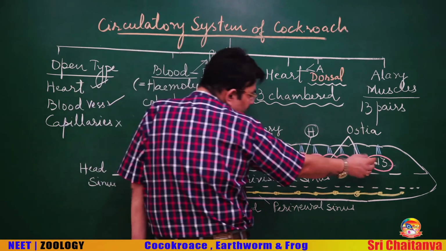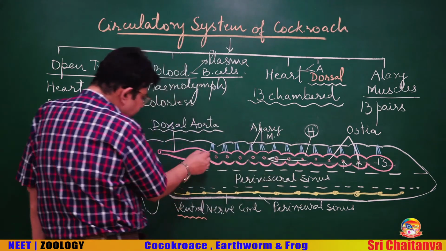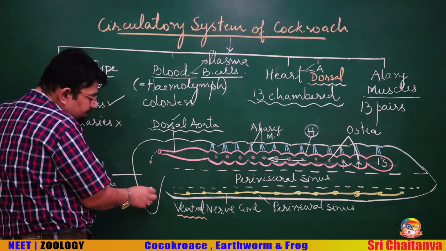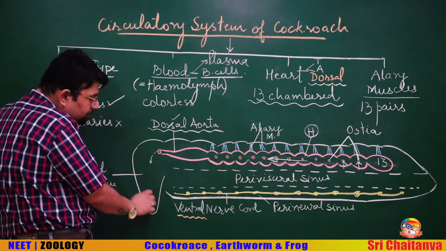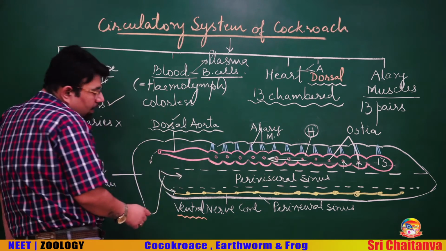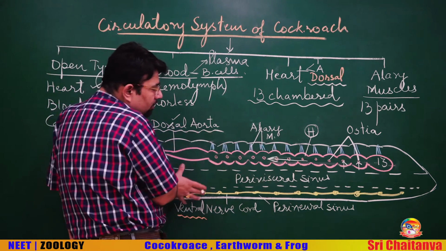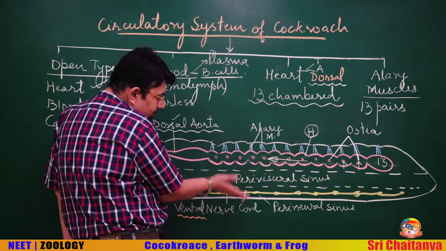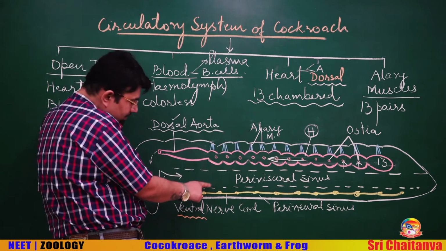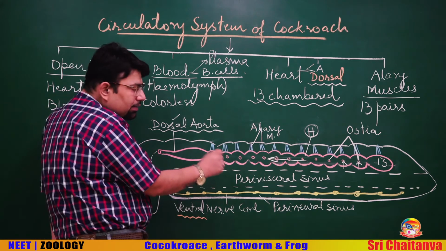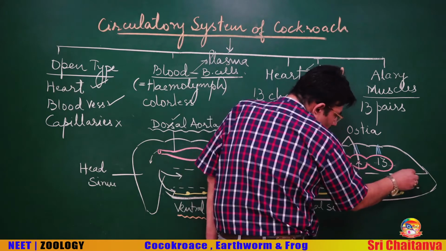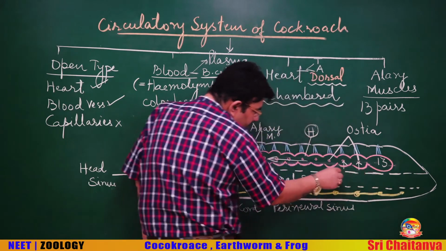By the pumping of the heart, the blood is pumped from back to front and then it comes into the dorsal aorta. From here, the blood now enters the head sinus, and from the head sinus, it then enters back into the sinuses. Now, the entire body cavity of cockroach is divided into 3 parts on the basis of these diaphragms. This is a dorsal diaphragm, this is a ventral diaphragm. Diaphragm has holes, it is perforated, and hence I have shown it by dotted lines. So, these diaphragms are perforated.